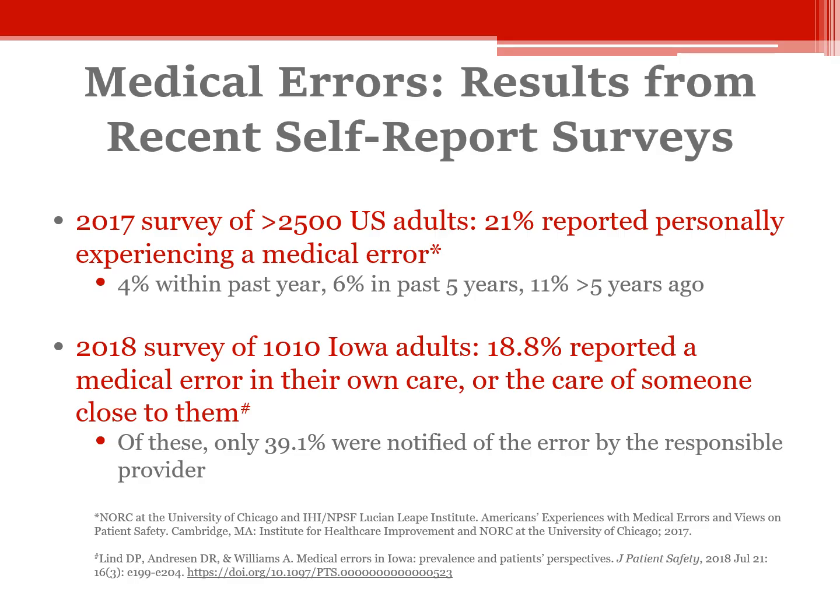In 2018, a survey was done of 1,010 adults in Iowa, by Lind and colleagues, and you see the link down at the bottom of this page. 18.8% of these respondents to this survey in Iowa reported a medical error in their own care or in the care of someone close to them, such as a family member.